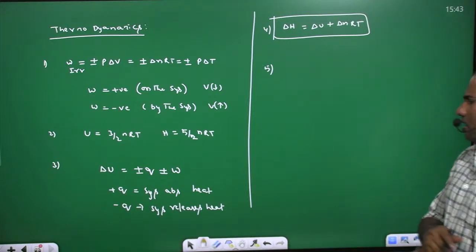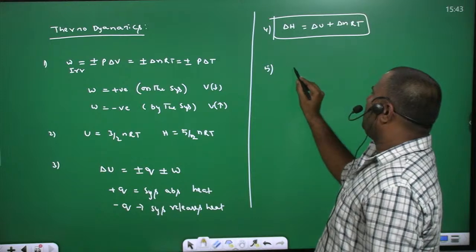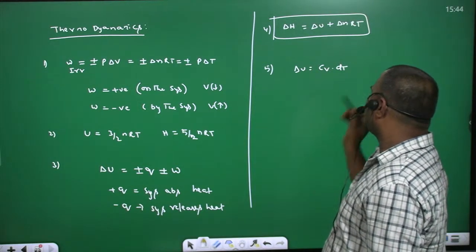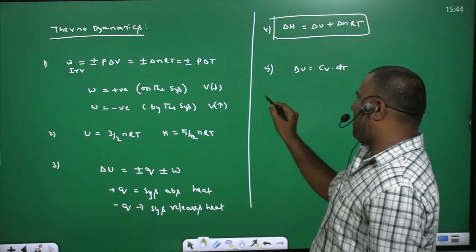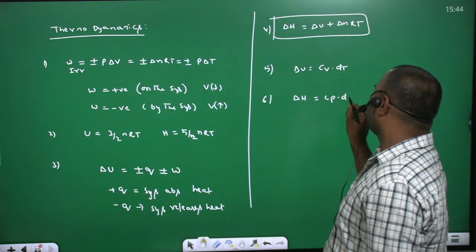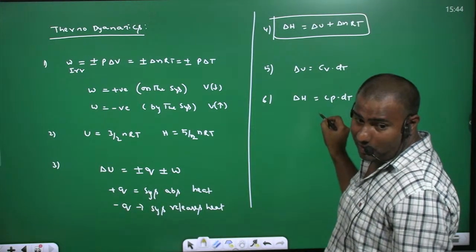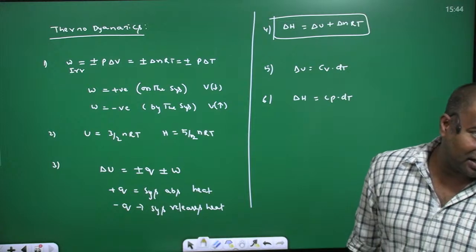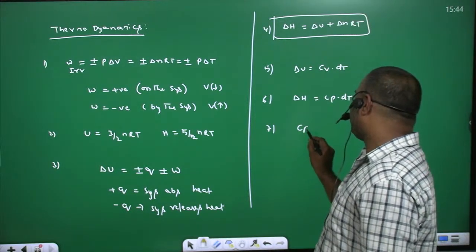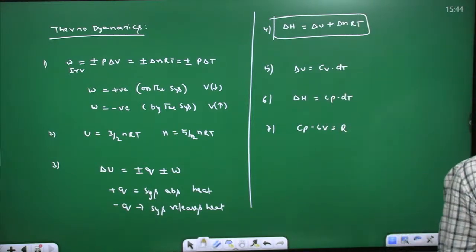Okay. The next one after this, delta U equal to Cv into dT. The same way, delta H equal to Cp into dT. Cv means molar heat capacity at a constant volume. Cp means molar heat capacity at a constant pressure. The relation between Cp and Cv: Cp minus Cv equal to R.